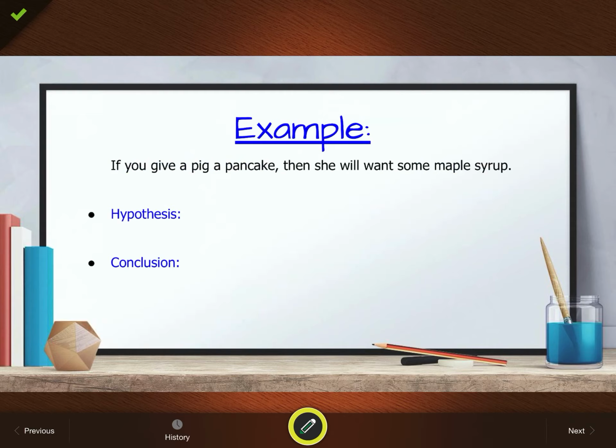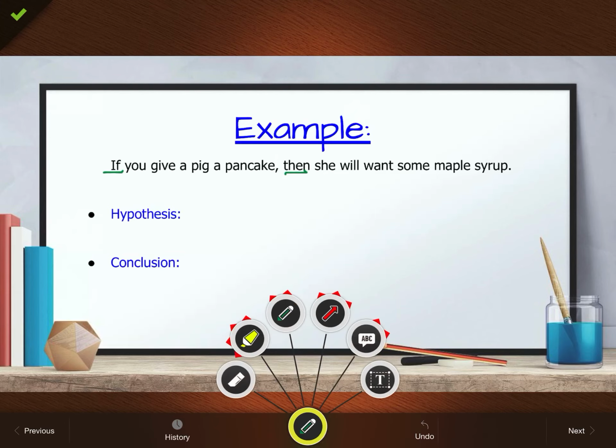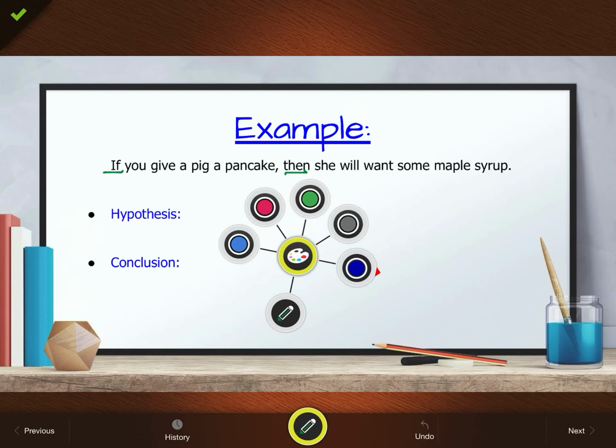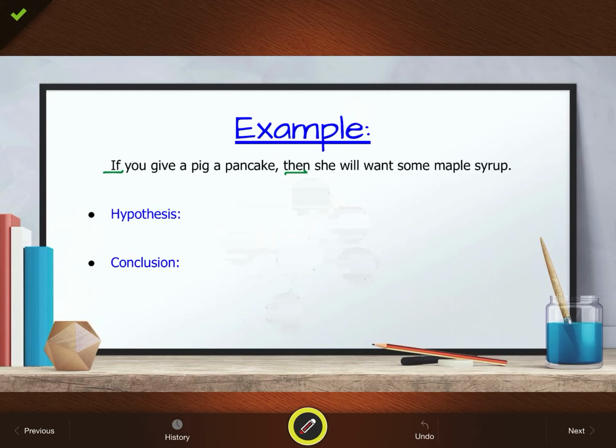So let's look at an example. If you give a pig a pancake, then she will want some maple syrup. There's your conditional, there's your if, there's your then. That makes it a conditional statement. Now, we just talked about the hypothesis. The hypothesis is what comes directly after the word if. So your hypothesis is you give a pig a pancake.